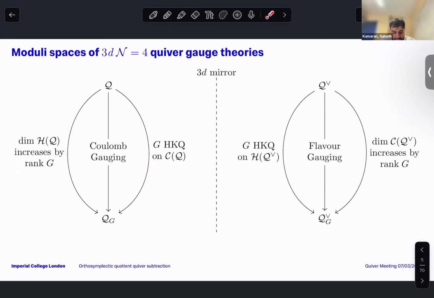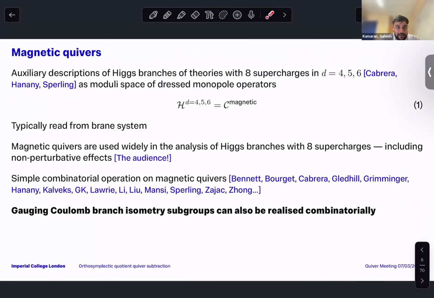Okay, so that's some review. Another thing I'd like to mention is this notion of magnetic quiver, and many people in the audience have been working with magnetic quivers for some time, and they appreciate why they're very useful things to talk about. And it's because it gives you an auxiliary description of a Higgs branch of a theory with 8 supercharges as a moduli space of dressed monopole operators.